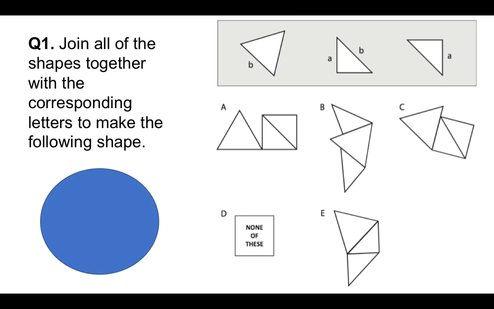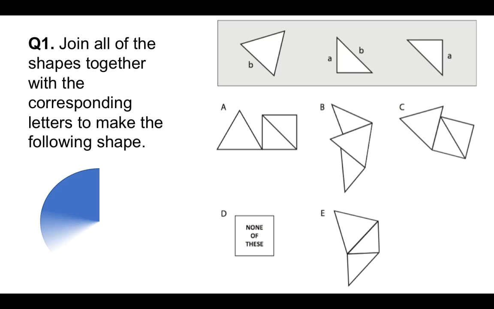So, question number 1, join all of the shapes together across the top of the corresponding letters to make the following shape. We've just done one of these. You've got 12 seconds, and don't forget there is one there which is none of these. So just join up all of the shapes with the corresponding letters and let me know which is your answer in the comments section to question 1.